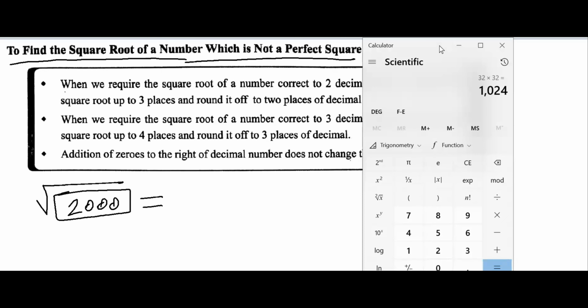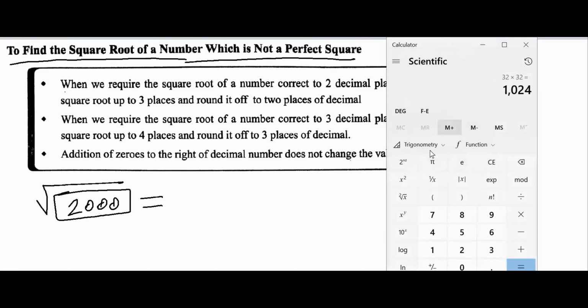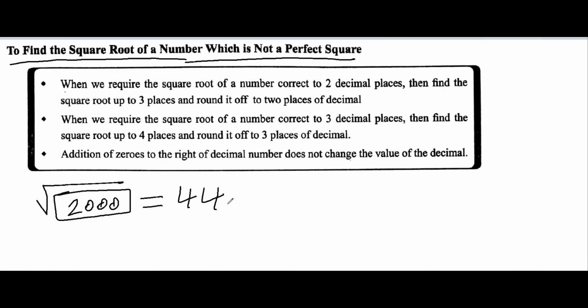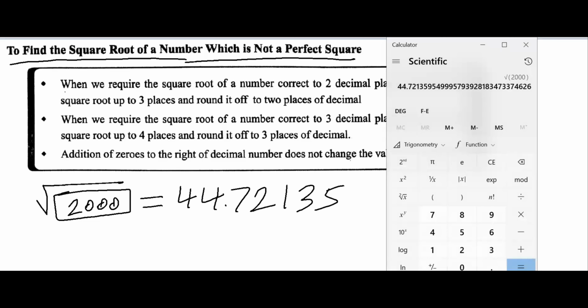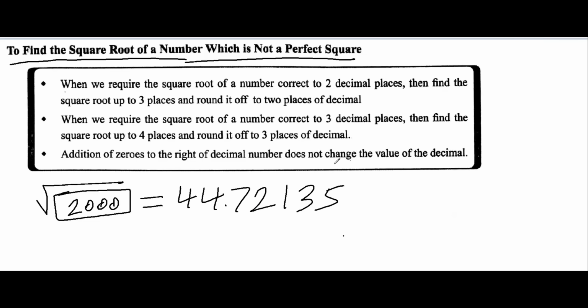Okay, so pay attention here. I am finding the square root of 2000. I wrote 2000 and then clicked on square root. What answer am I getting? I am getting 44.72135. Correct? This is what I am getting. If you want, you can write 9 also, not a problem.